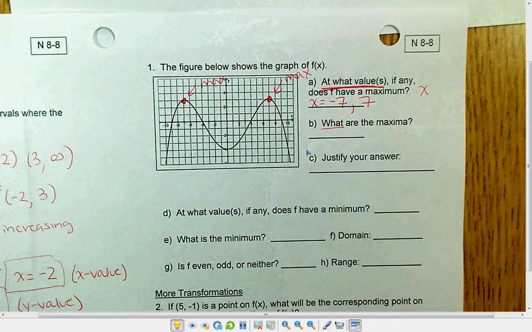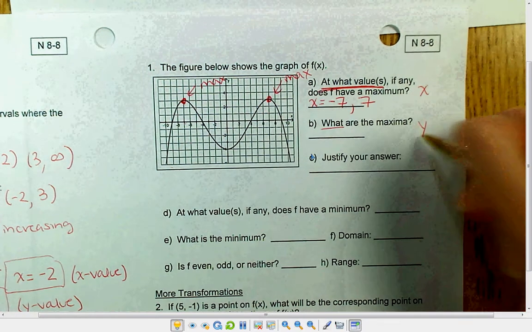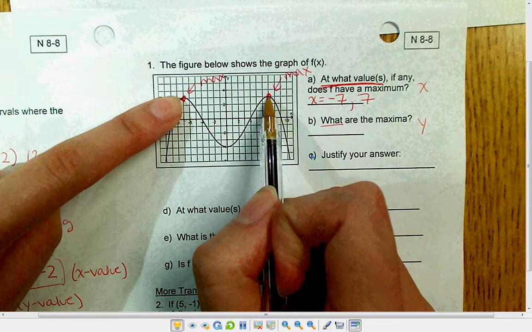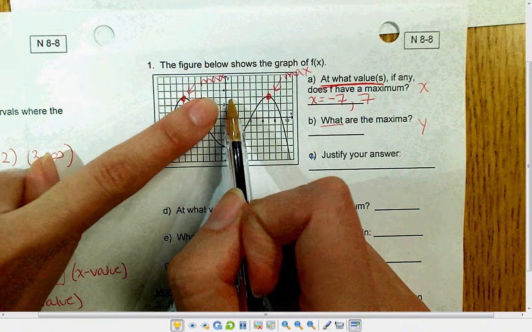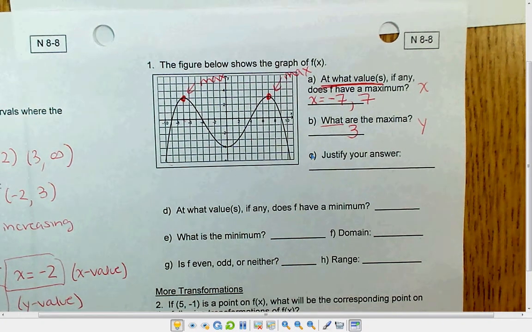Part B is asking us what are the maximums. So if you're asking us what, this is now looking for the y value. So the y value of our two maximums, it's actually the same y value here. It's a y value of 3. That is what the maximum is.